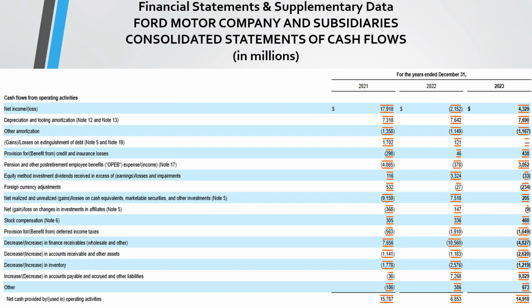Ford's financial statements and supplementary data. Ford Motor Company and subsidiaries consolidated statements of cash flows. Ford's net income has seen its net income and loss, its net gain and loss, stock compensation, a decrease or increase in finance receivables, and net cash provided by operating activities.